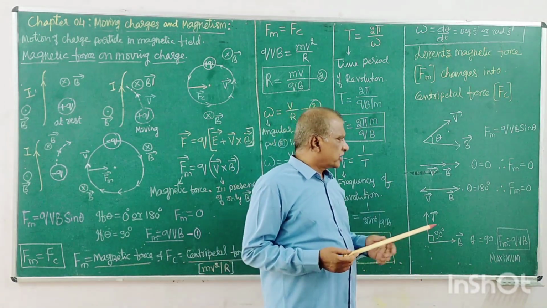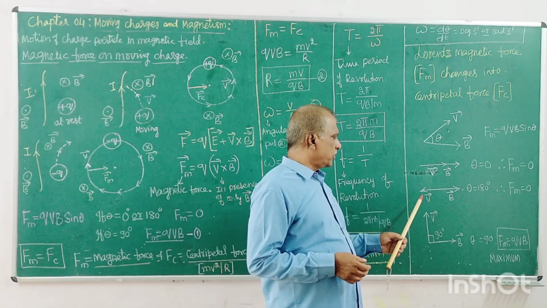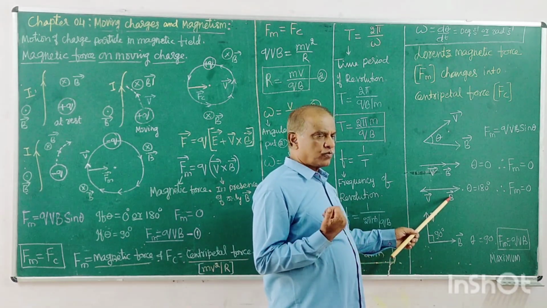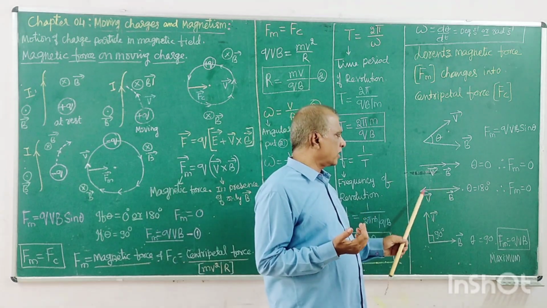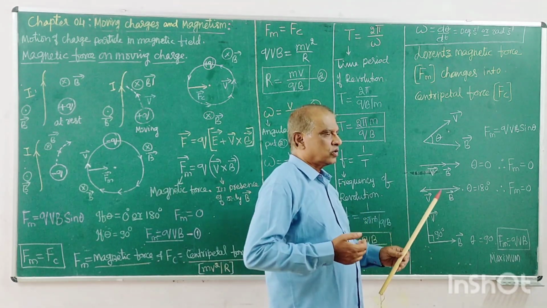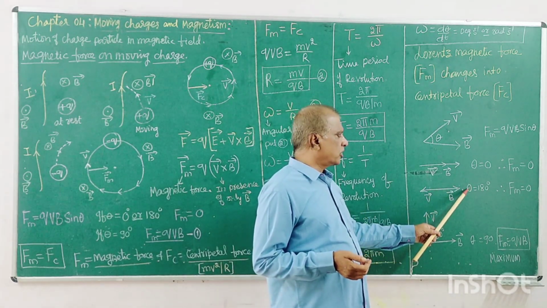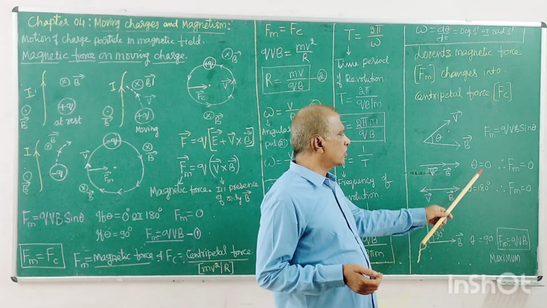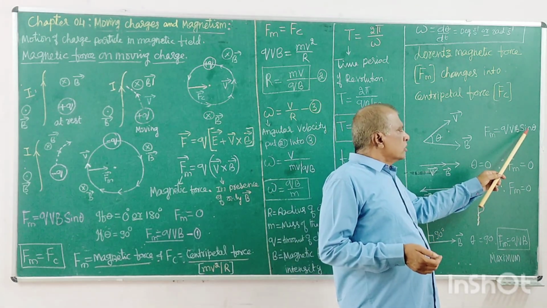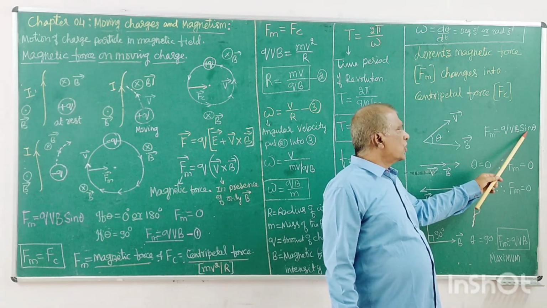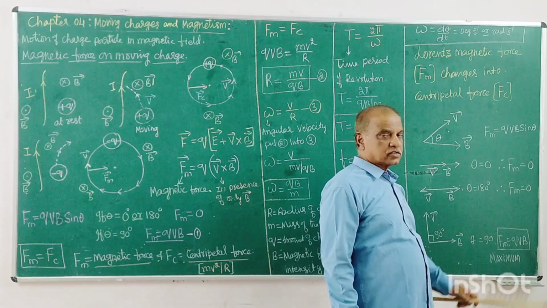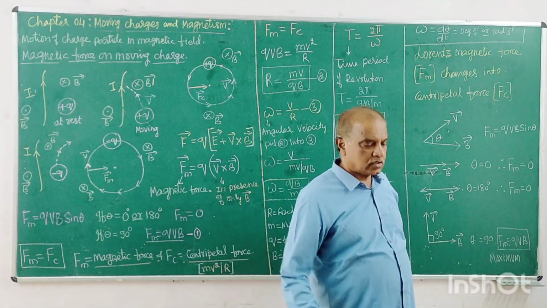In the other condition, if the particle enters the magnetic field in the direction opposite to it, that is anti-parallel, in that case also theta is 180 degrees. If you write theta equals 180 degrees, sin 180 is also 0. 0 into this is 0. Fm is 0. In that case also magnetic force is 0.